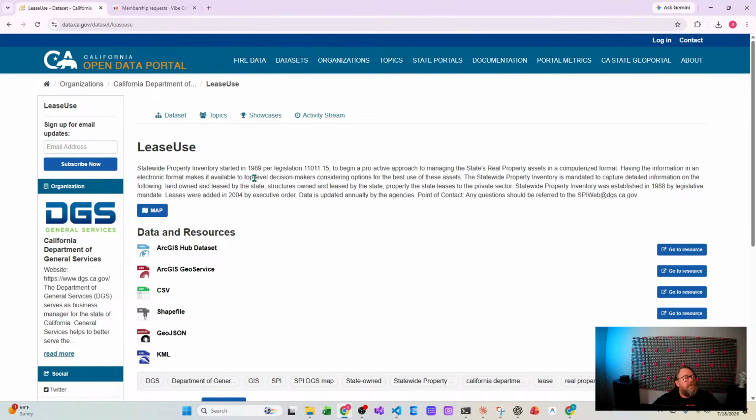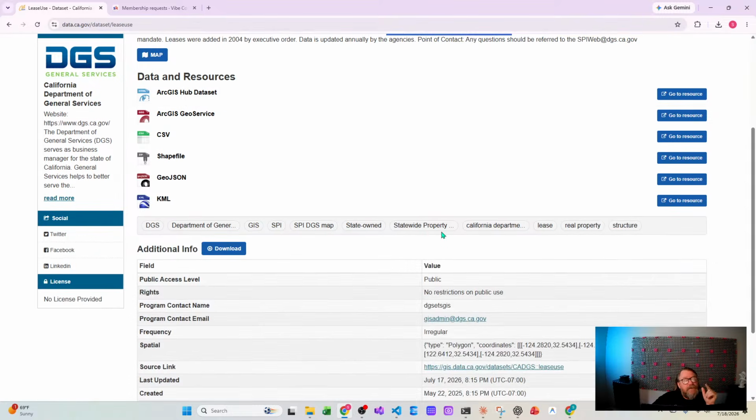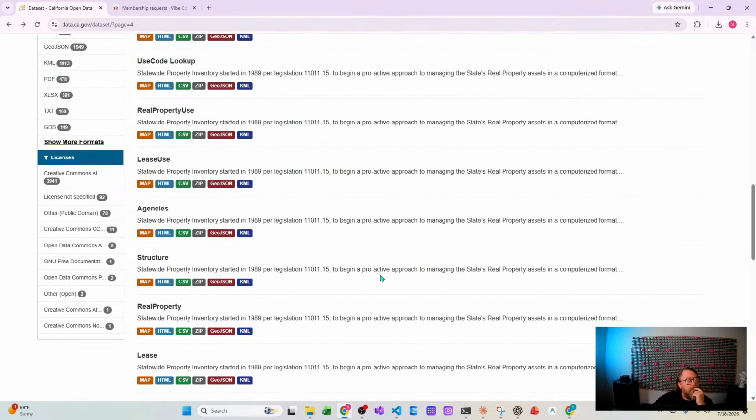Lease use. Statewide property inventory started in 1989. A proactive approach to managing the state's real property assets in computerized format. Interesting. Capture detailed information on land owned and leased by the state, structures owned and leased by the state, property the state leases to the private sector. That one, there's got to be something there. I'm pretty sure there's some shady deals going on inside the real estate. Leases were added in 2004 by executive order. Interesting. That one's interesting.